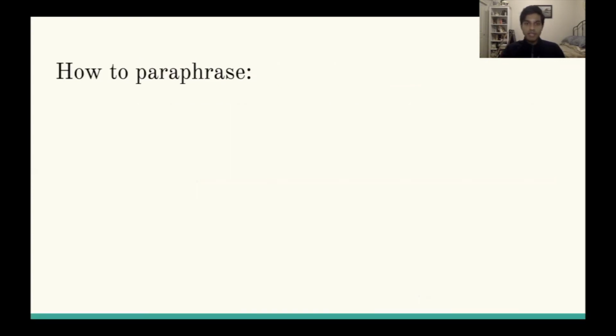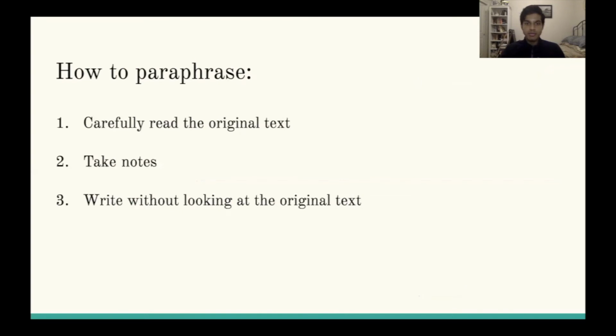Now that you've gained some experience detecting plagiarism, let's go over the steps to successfully paraphrase material from a source. Begin by carefully reading the original text that you plan on paraphrasing. After reading, take some notes in your own words. Without looking at the original text, use your notes to write the information. Then, cite the source.